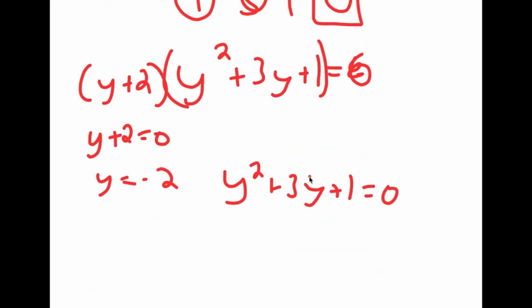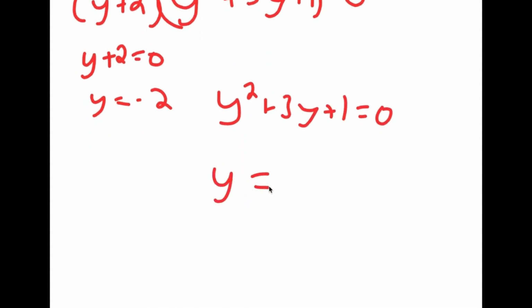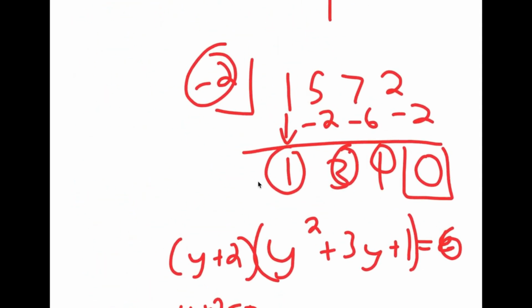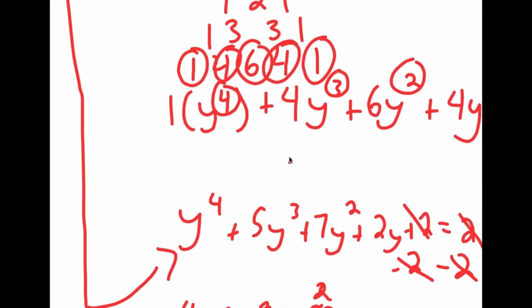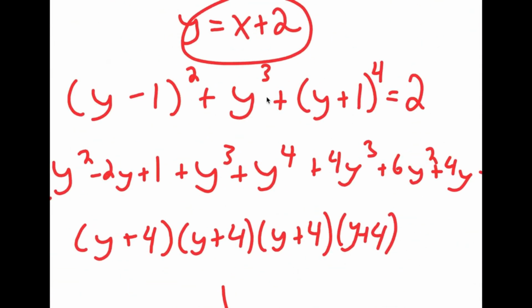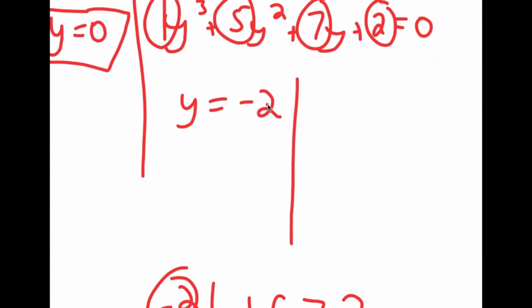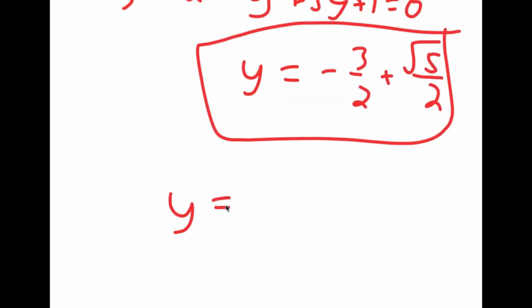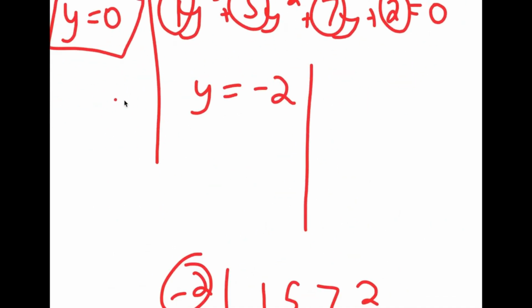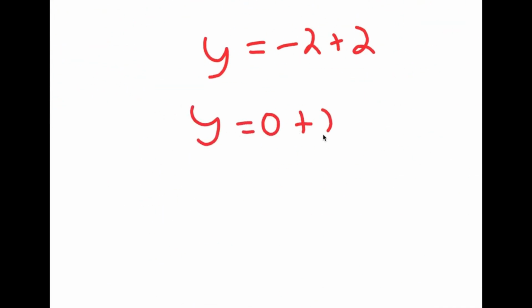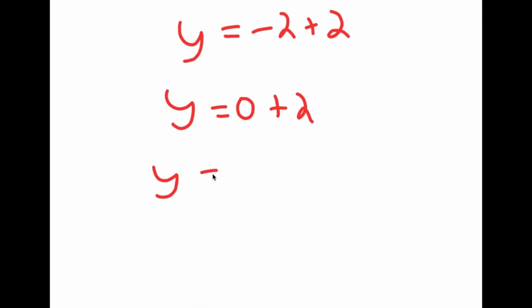And to do this, you actually have to use the quadratic formula. But if you do end up using the quadratic formula, you should get that y is equal to -3 over 2 plus or minus the square root of 5 over 2. So now that we know this, and we have solutions for y, remember how we let y equal x plus 2.